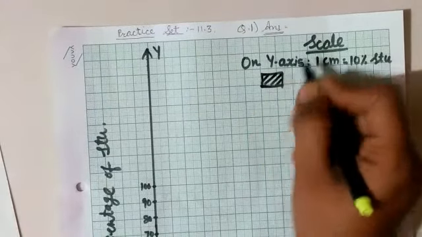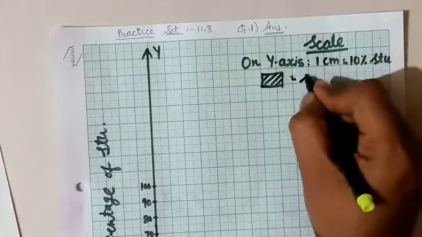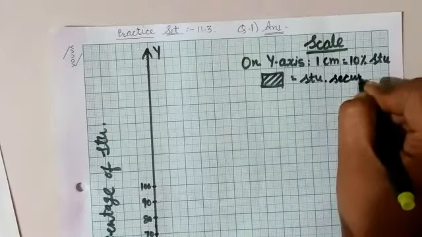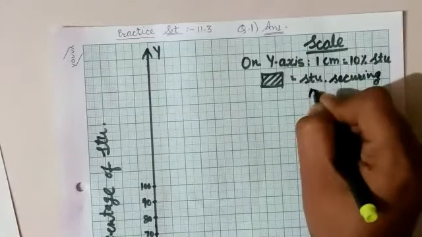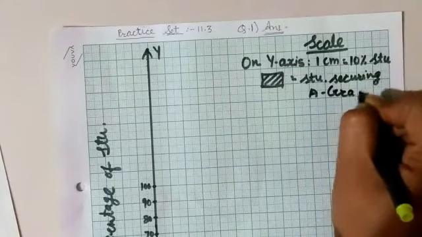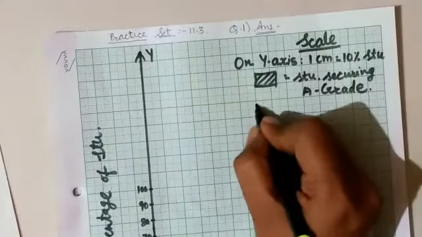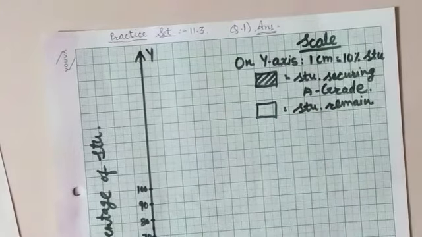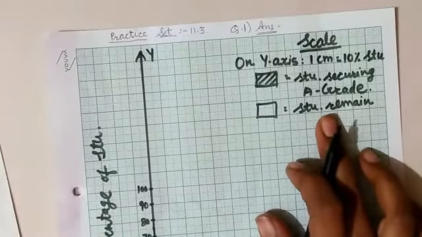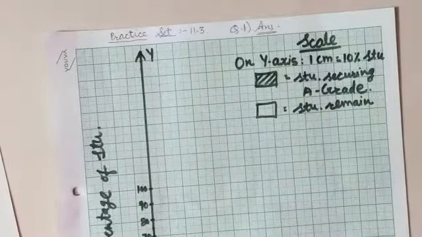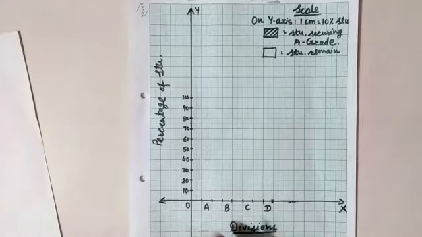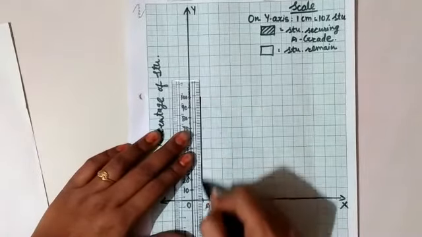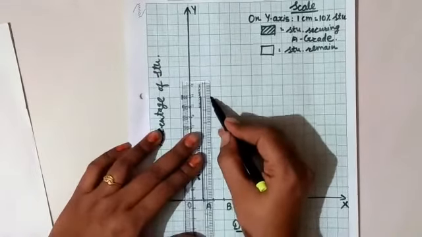this shaded portion is for the students securing A grade, and the unshaded portion is for students who remain, it means the remaining students. Got it students? Now as I told earlier, you have to put the bar of 100% for each division using the pencil and scale.